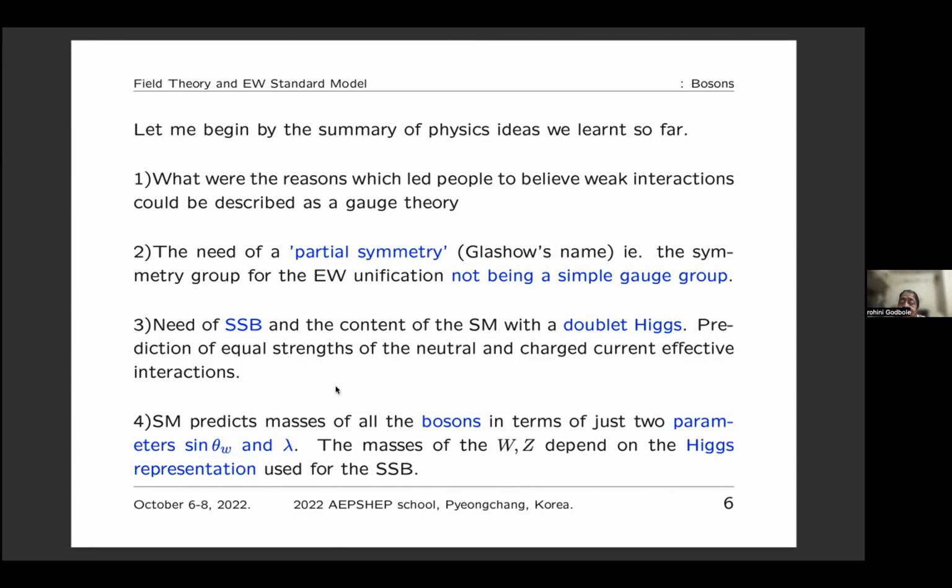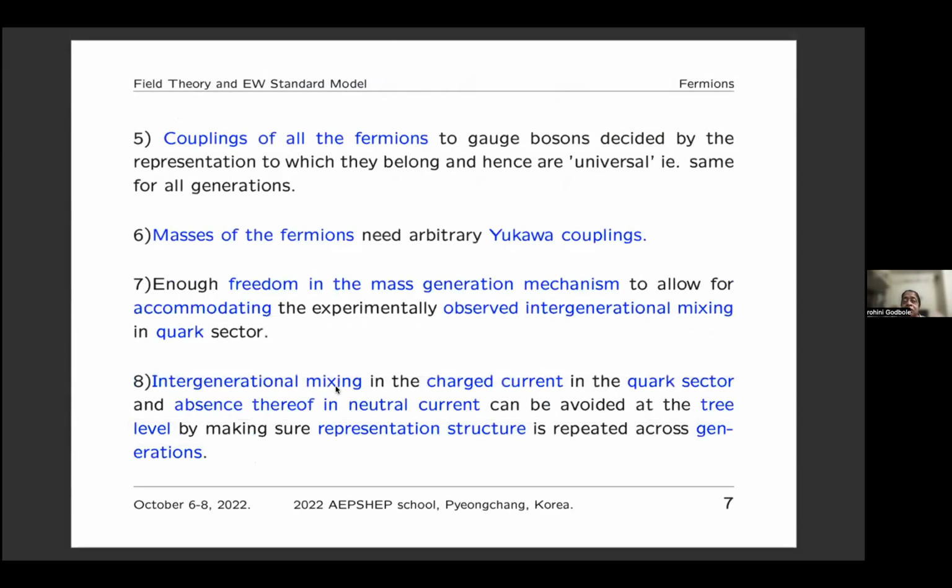And the masses of the W and the Z critically depend on the Higgs representation that has been used for the spontaneous symmetry breaking. But the fact that everything was a function of a single parameter, theta W, was very important, because the couplings of all the fermions to the gauge bosons were determined by the representation to which they belong, and therefore they are universal across all generations. This is by construction, by virtue of the gauge field theories. And all the fermions of a given charge had to belong to the same representation of the gauge group.